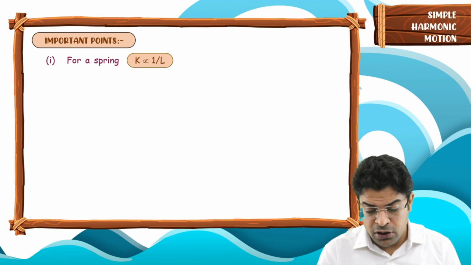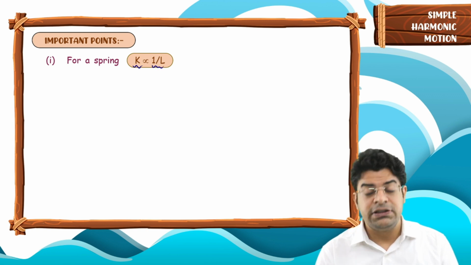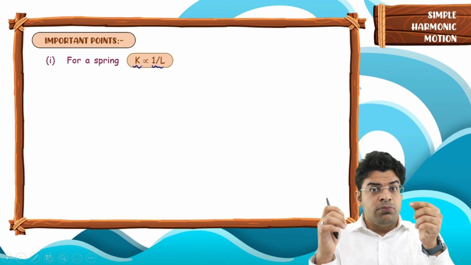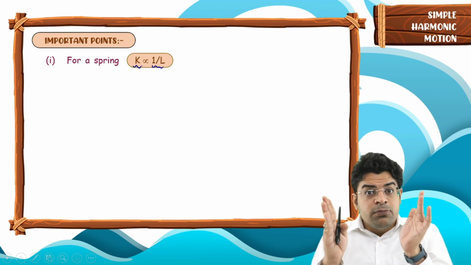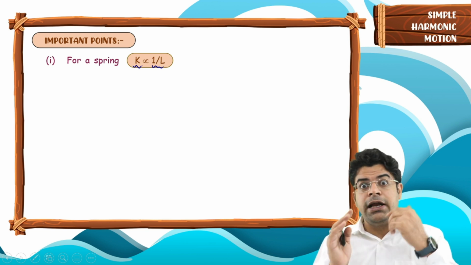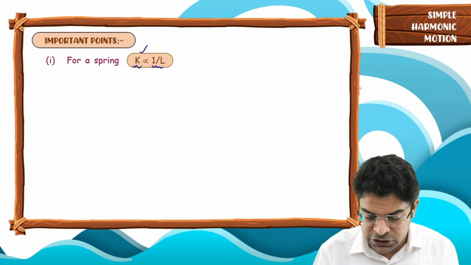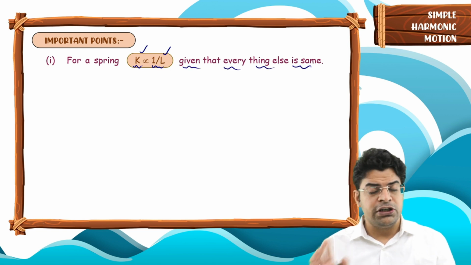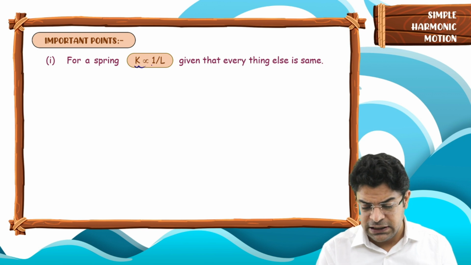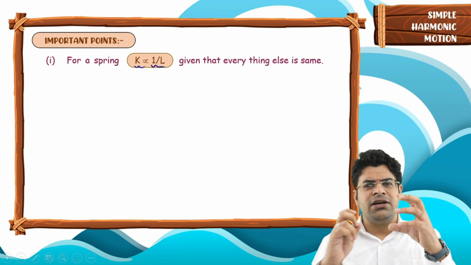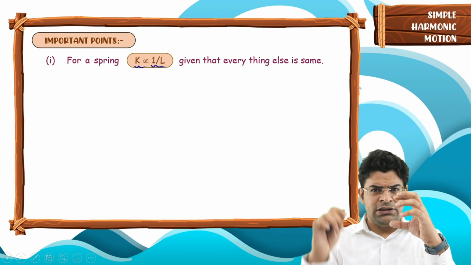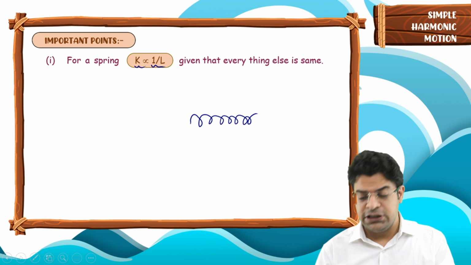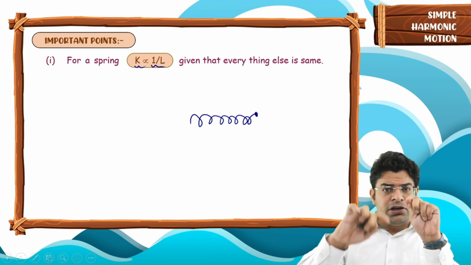Okay, so for a spring, the spring constant is inversely proportional to length. The greater the length of spring, the smaller will be the spring constant. The smaller the length of the spring, the greater will be the spring constant. So given that everything else for the spring is the same, the spring constant is inversely proportional to length. You are not changing the material used for making the spring. You are not changing the pitch of the spring. You are not changing the radius of the wire which has been turned to create the spring.